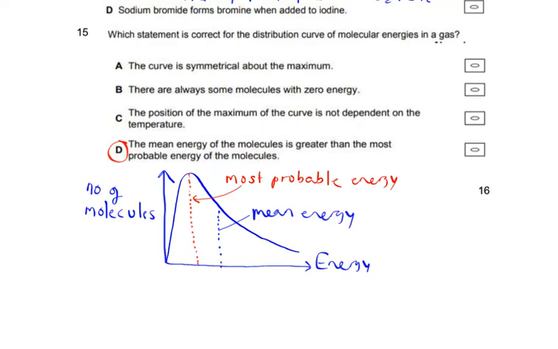The curve is not symmetrical. There are no molecules with zero energy because all molecules have energy above absolute zero, and the position of the maximum is affected by the temperature, as we saw during the rates of reaction topic. If you increase the temperature, it shifts to the right. If you decrease the temperature, it shifts to the left.